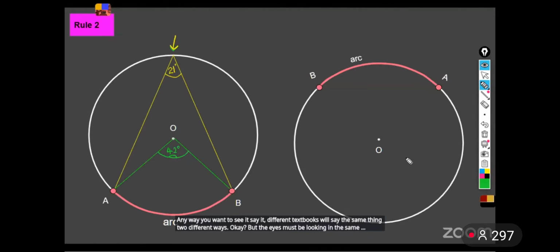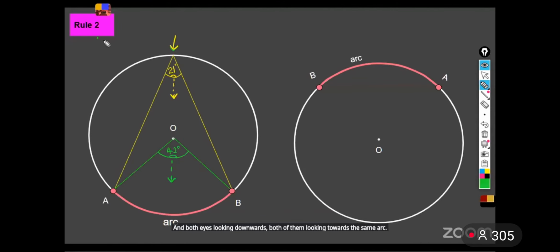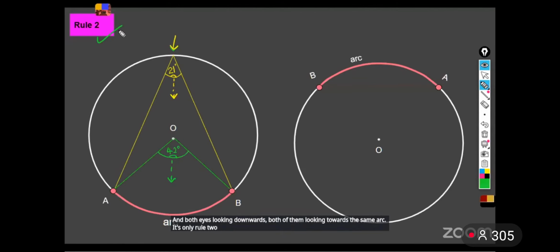If I change this green one into an eye and this yellow one into an eye, you notice both eyes are looking downwards, both of them looking towards the same arc. It's only rule 2 if the eyes are looking in the same direction. I'll put it in words just now for you guys. You don't have to worry. I will put it in words for you all. I just want you all to understand the concept, right?